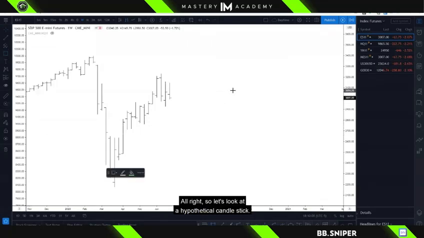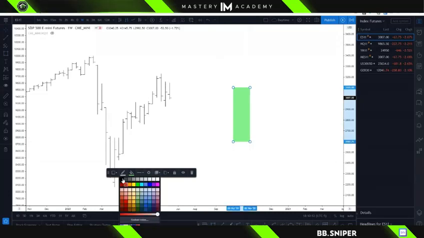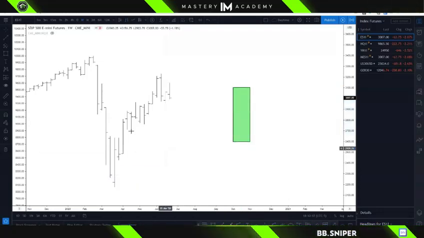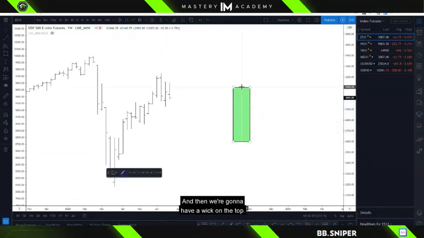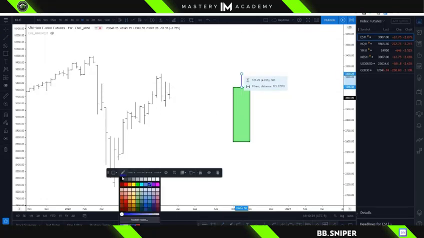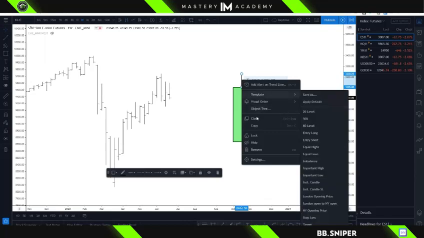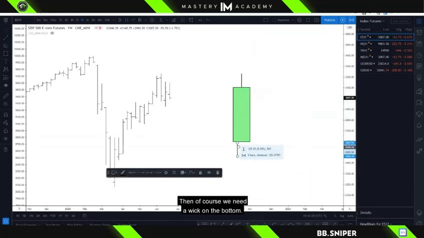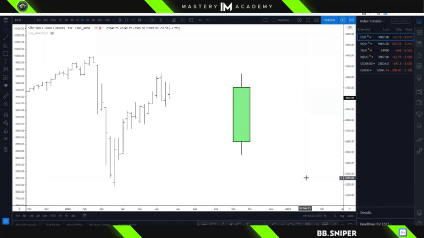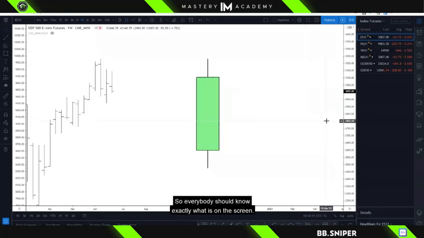All right, so let's look at a hypothetical candlestick. All right, and let's see if we can do that. And then we're going to have a wick on the top. And then, of course, we need a wick on the bottom. Okay, so everybody should know exactly what is on the screen. Okay, despite the fact that it's green, obviously it's an up close candle.